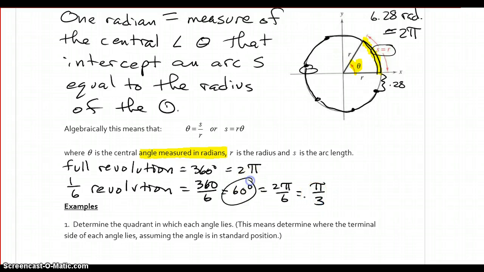So 60 degrees is pi over 3, and we could figure out in a similar manner what a fourth of a revolution is, or what a half a revolution is, or what 1/12 of a revolution is. And we're going to be dealing with a lot of special angles.